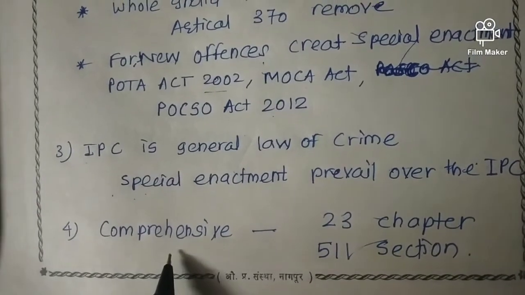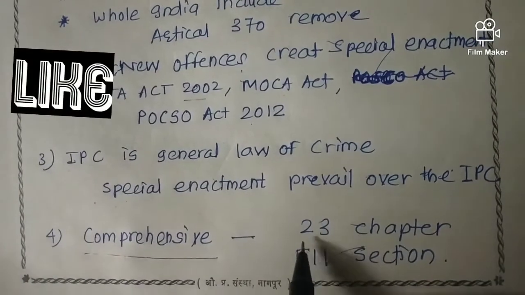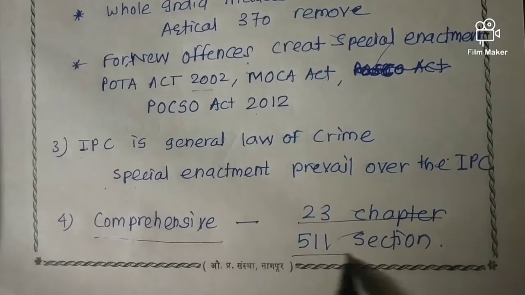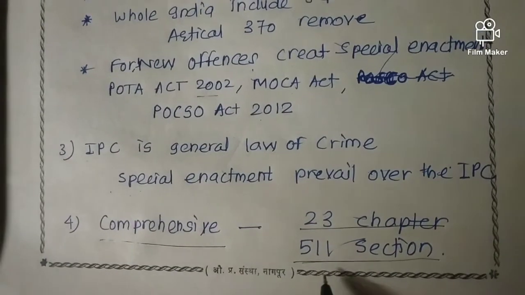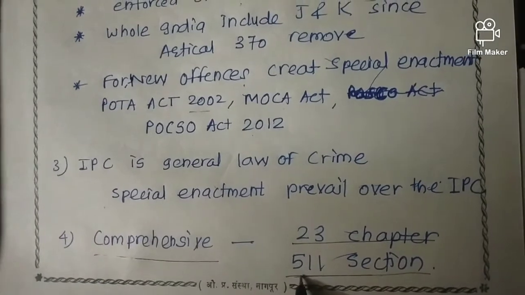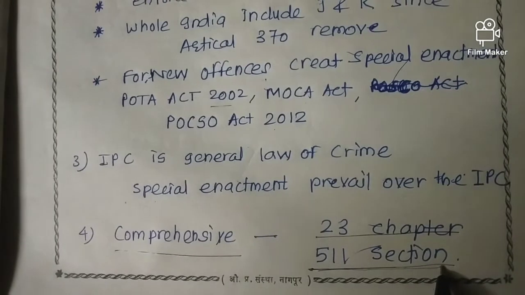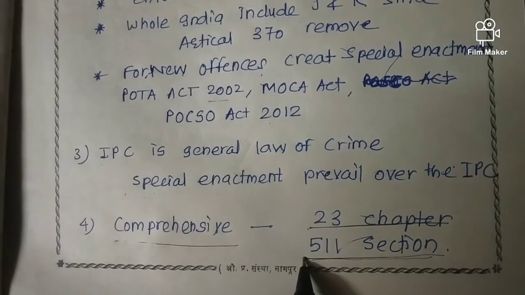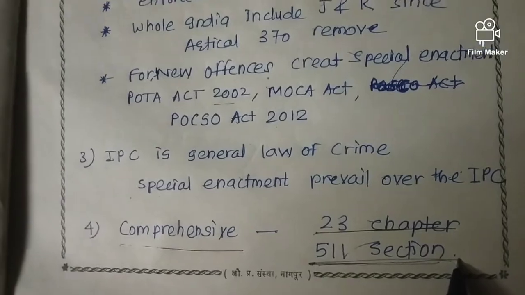And the fourth important salient feature of Indian Penal Code is that it is a comprehensive act. IPC is divided into 23 chapters and contains 511 sections. So many people may ask the LLB students how many sections are in the Indian Penal Code. So friends, you have to remember this point: there are 23 chapters and 511 sections in Indian Penal Code.